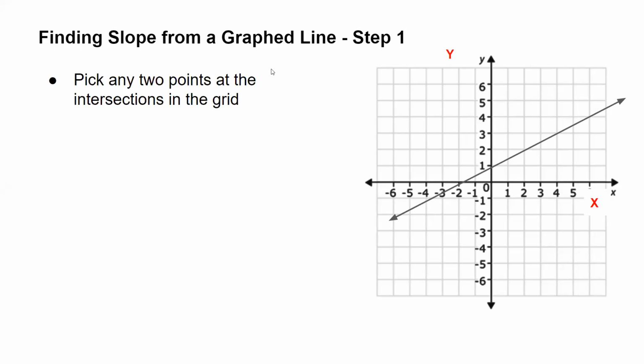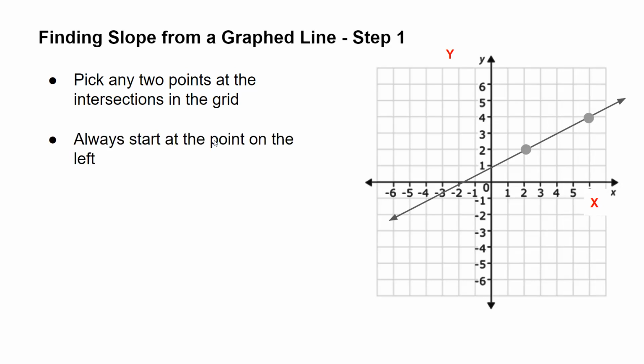The first step is to pick any 2 points, but we have to make sure that they're at the intersections in the grid. You can think of the grid as being like a grid of streets. And we want to make sure that the points that we pick are at the intersections of the streets. So let's pick those 2 points. The coordinates would be 2, 2 for this point and 6, 4 for this point. But we don't have to worry about those coordinates. I'm just pointing out where they are.